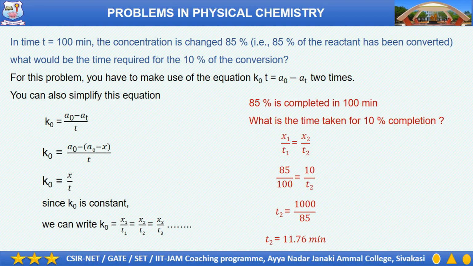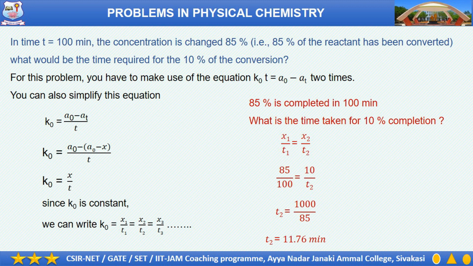You can give any percentage of conversion and the time taken. You may be asked what is the percentage of conversion in time T2, or what is the time taken for the conversion to X2. Two types of problems may be asked, for which you can make use of the simplified equation. This equation is derived from this equation. This is direct substitution, using two sets of data to be calculated. And which formula should be used, you have to decide that.